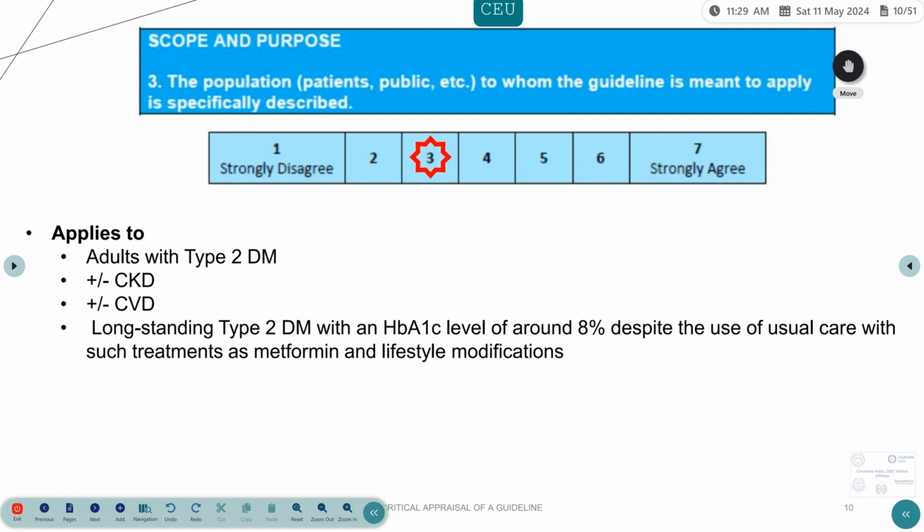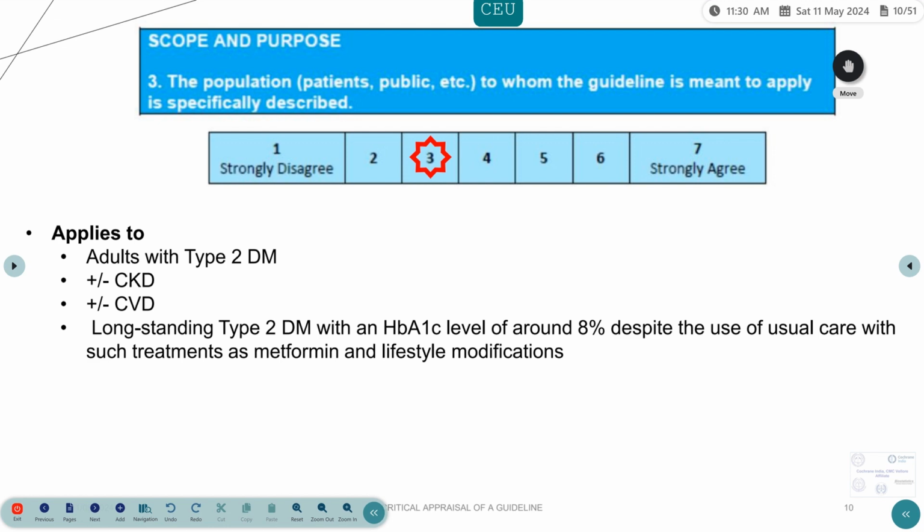I had to go through the guideline a little bit in detail to find that it can be applied to adults with type 2 diabetes, with or without CKD, with or without cardiovascular disease. They have also mentioned somewhere, not very clearly, that long-standing diabetes people with an HbA1c level of around 8% despite the use of usual care are the people you are actually supposed to treat.